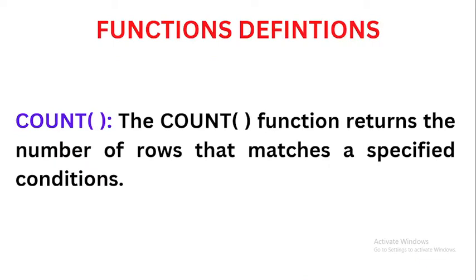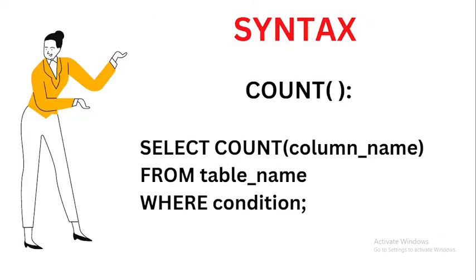So let's come to the third function of the aggregate functions. This is the count function. The count function returns the number of rows that match a specified condition. Now let's come to the syntax for the count function. Here we have SELECT COUNT, which we apply on a column name, FROM table name WHERE condition.